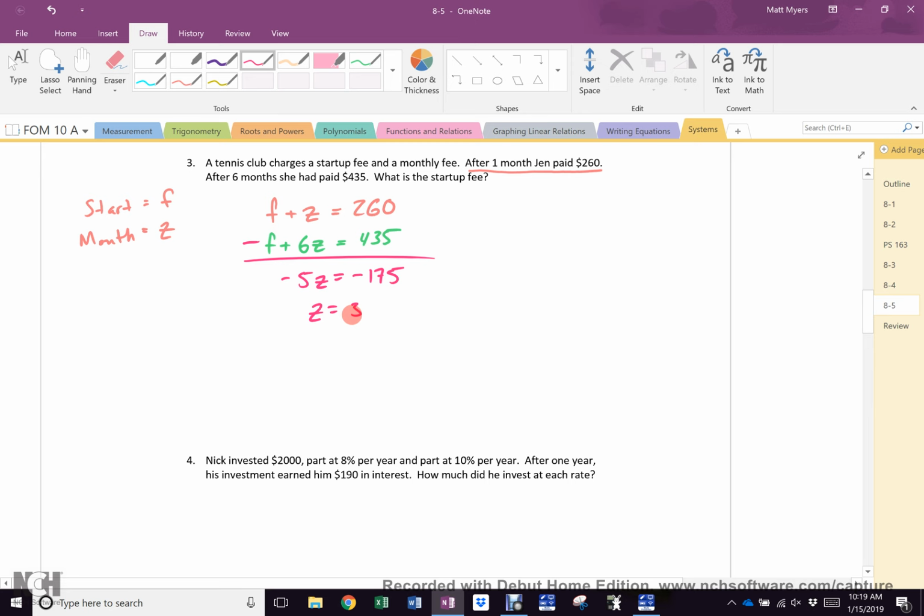So what is the monthly fee? $35. How do I figure that out? How do I figure out my startup fee? Substitute it in right there. F plus 35 equals 260. F equals 225.